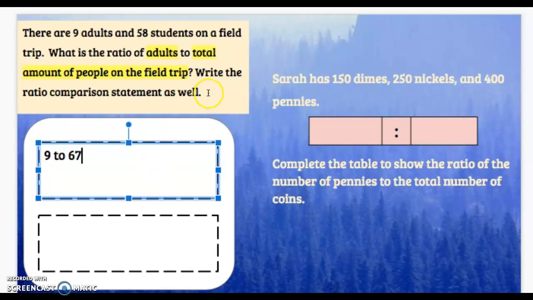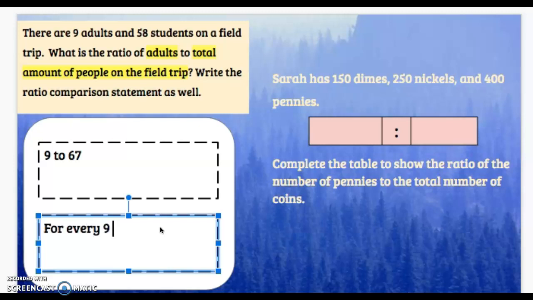Then it is asking me to write the ratio comparison statement as well. So I need to write myself a ratio comparison statement. For every 9 adults, there are 67 total people on the field trip.